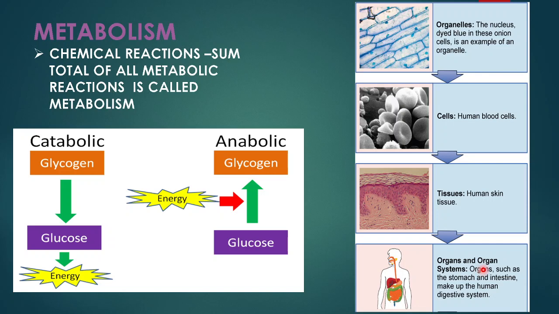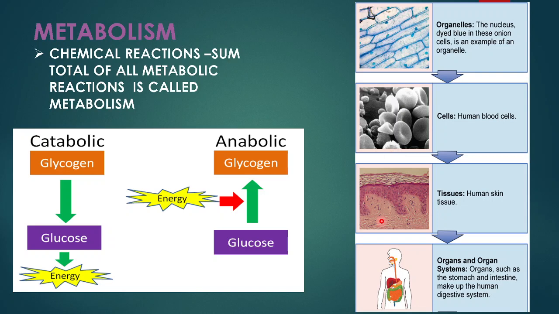Tissues join together to form organs and organ systems. Stomach and intestine make up the human digestive system. Each of these systems is in turn made up of cells. So catabolic and anabolic processes, that is, the metabolic reactions, are in fact taking place inside the cells of each of the organs and organ systems. Finally, we will see the effect in the organ or organ system. But if we go down to the cellular level, metabolic reactions are occurring.